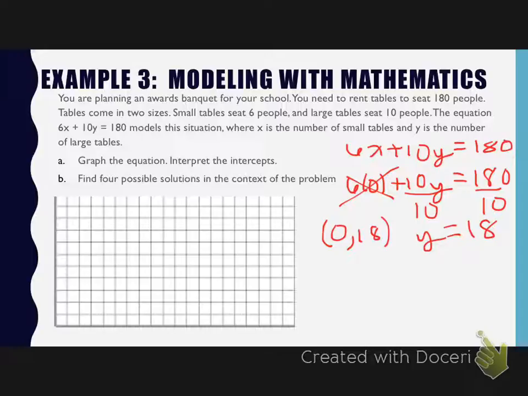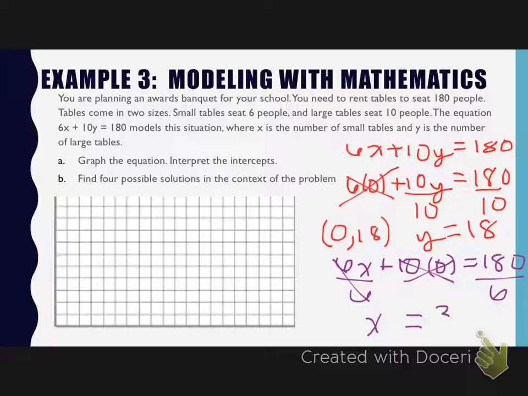Now to find the x-intercept where it crosses the x-axis, we're going to set y equal to 0. Plus 10 times 0 equals 180. Well, this cancels out because anything times 0 is 0. Divide by 6, and x equals 30. So that would be the point (30, 0).